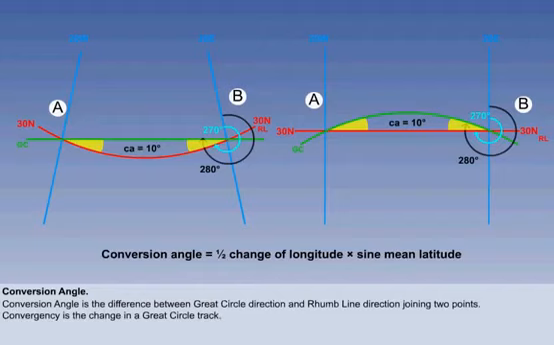Don't get these two mixed up. Convergency is the change in a great circle track. It has nothing to do with rhumb lines. Conversion angle is the difference between the initial or final great circle track and the rhumb line track.